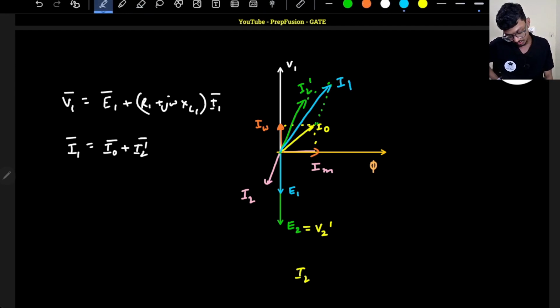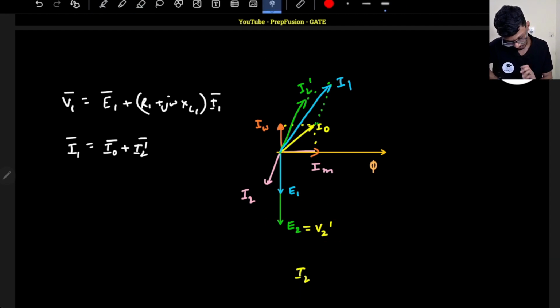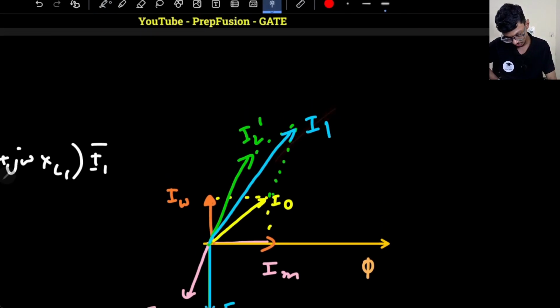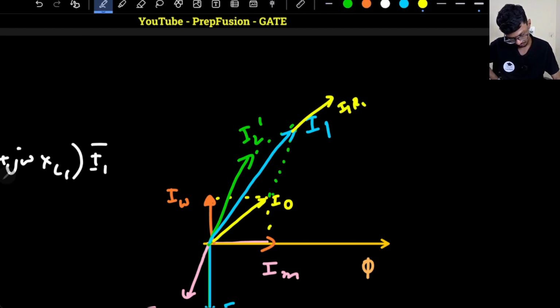From here, actually, we will be able to plot the V1. We should have started with E2, V2 dash only, because V1 will not be exactly here. So what is happening? I1 is in this direction. So the drop, that is I1 R1, will also be in the same direction, because it will be in phase with the current. So this will be the drop, that is I1 R1.